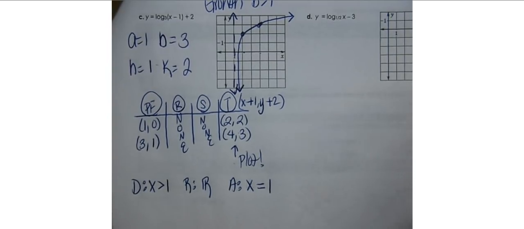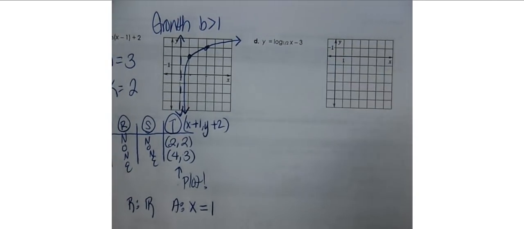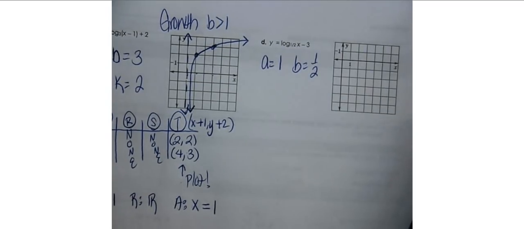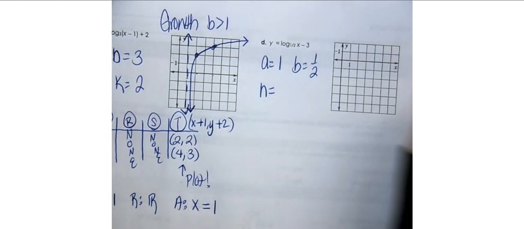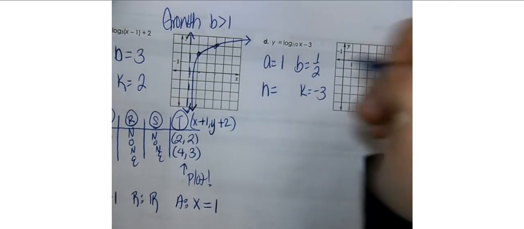Last problem, feel free to pause the video if you want to try this one on your own, but then make sure that you restart it just to see how well you did. So let's go ahead and look at letter D. For letter D, we have our A value is equal to 1. My B value is equal to 1/2. My H value is not the number -3. My K value is -3.